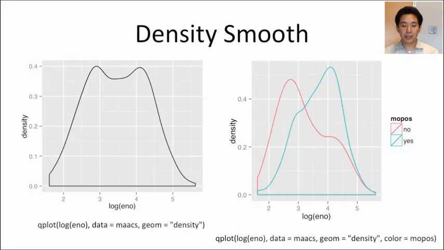Another way to visualize this data is to do a density smooth. On the left-hand side, I add the geom density to this log ENO variable. You can see that there are at least 2 peaks from the density smooth, and if you separate those peaks out on the right-hand side, notice I say color equals MoPos. So I split out the colors by whether they're positive to mouse allergen or not. And you can see that the 2 peaks roughly correspond to whether they're allergic to mouse allergen or not. And so this is a nice way to visualize this kind of one-dimensional data.